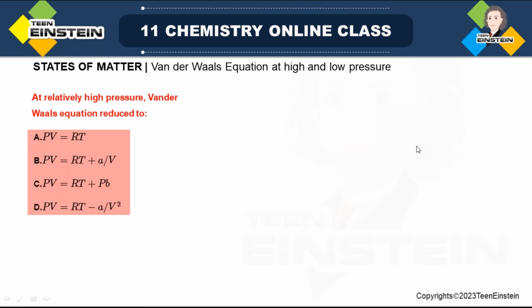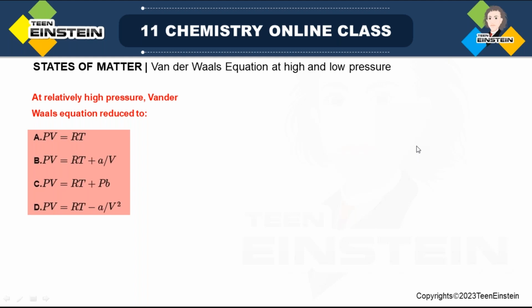Everyone, the first topic is the Van der Waals equation at high pressure and low pressure. We have already seen the equation in the last class, and then there will be some problems related to it. Then we'll start liquefaction of gases, that is, how gases can be converted to liquid, and also critical constants and the importance of critical temperature. After that, the liquid state, because until now we have been discussing the gaseous state, but in this chapter there is also a liquid state topic.